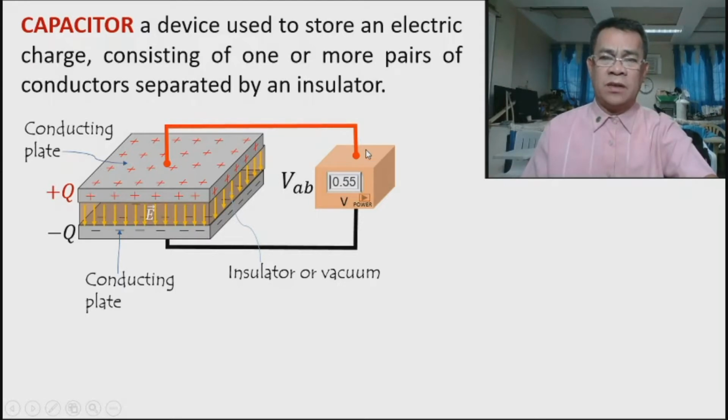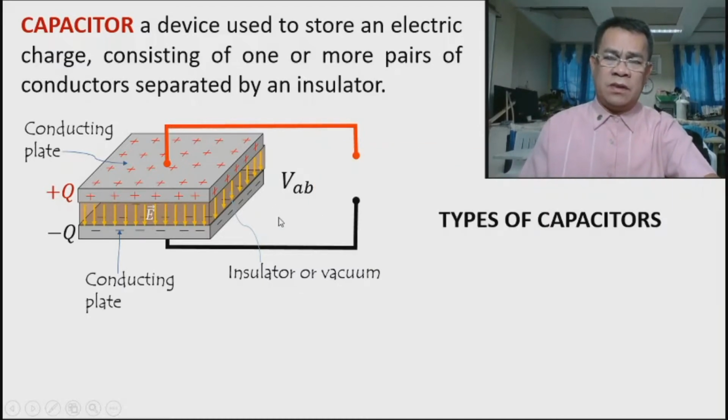Now take note that the amount of voltage is not necessarily fixed. The voltage that can be produced on the capacitor depends upon the time and the capacitance of the capacitor.